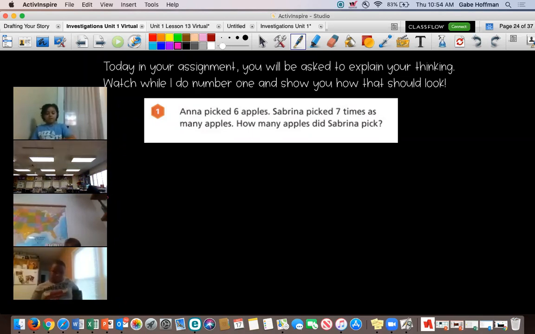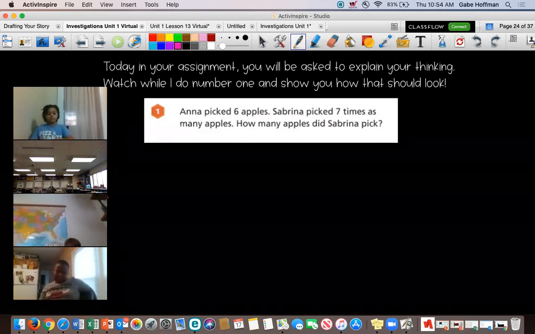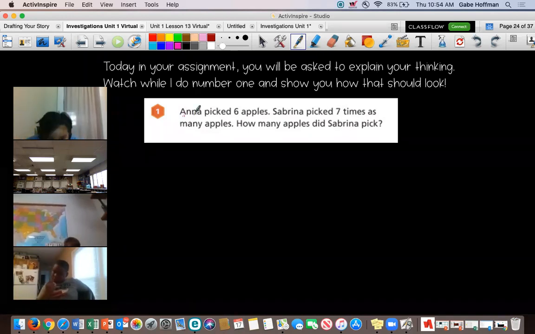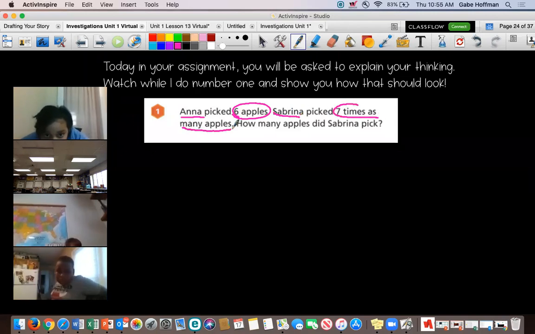Okay, so I'm going to look at this problem, and it says Anna picked 6 apples. Sabrina picked 7 times as many apples. How many apples did Sabrina pick? Anna picked 6 apples, that's an important number. Sabrina picked 7 times as many apples. And then my question is, how many apples did Sabrina pick?